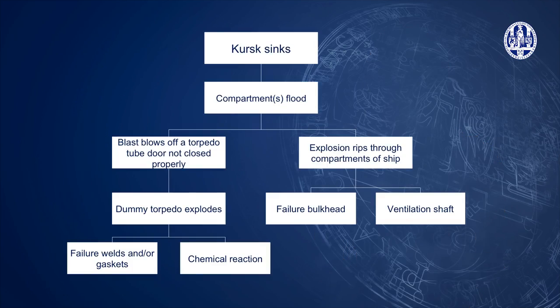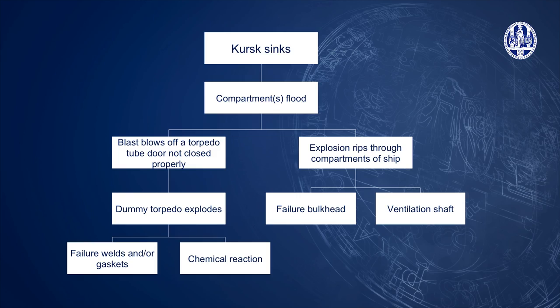This fault tree demonstrates how the sinking of the submarine, the top event, can be explained by a series of lower-level events. It all starts with the failures in the dummy torpedo, which enabled a chemical reaction. This, in turn, led to an explosion. The explosion blows off a torpedo door, which was not closed properly. Because of a failure in a bulkhead and the type of ventilation system on board of the submarine, the explosion rips through several compartments of the ship. This chain of events eventually leads to the flooding and consequently the sinking of the submarine.